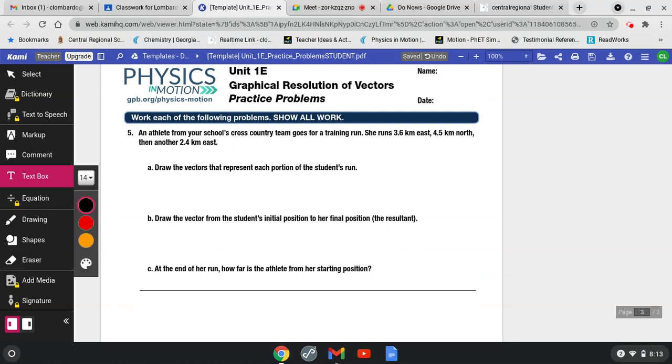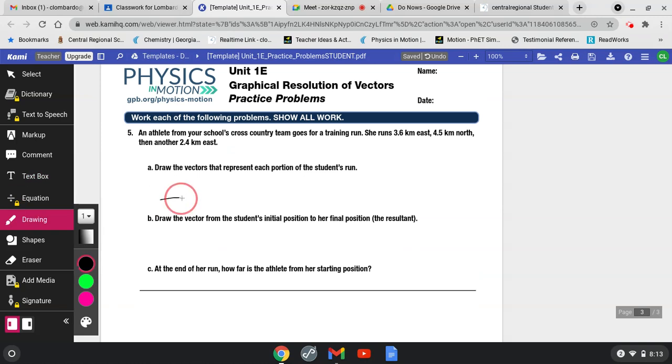Okay, so for this one, you're going to have something along the lines that looks like this. You're going to go east, you're going to go north, and you're going to go east. So in this case, you want to add the 2 guys in the same direction going together. So the 3.6 east and the 2.4 east. That will give you your total magnitude in the east direction. Then you have your 5.4 meters north.